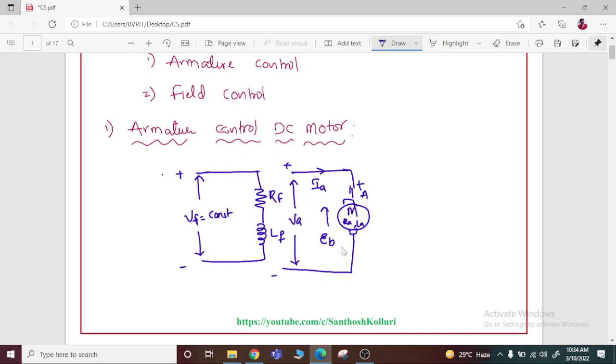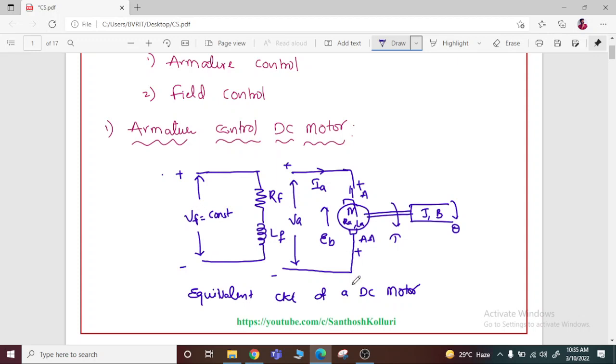So these are the motor terminals A and AA connected to the shaft. So it is a mechanical rotational device having the torque T and the moment of inertia J, and the dashpot B having the rotation theta. So this is the equivalent circuit of a DC motor. For this we have to calculate the transfer function by armature control method.